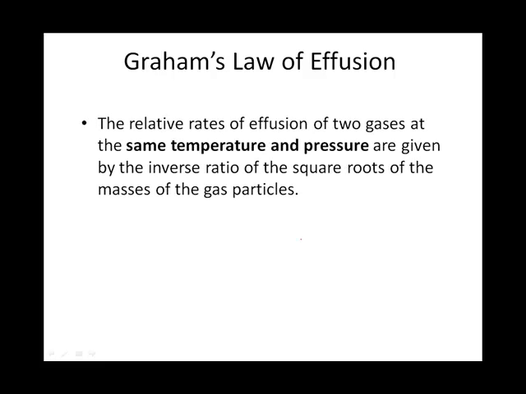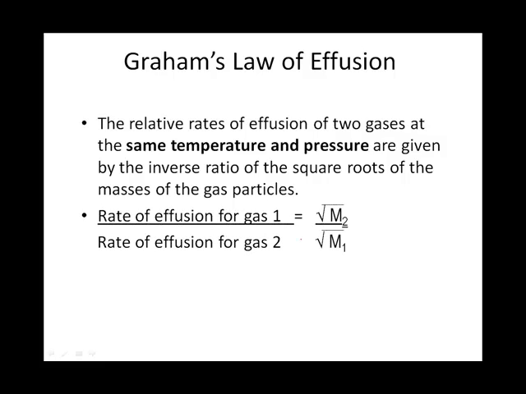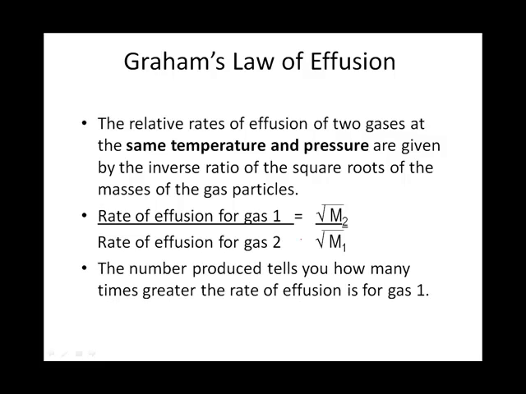Graham's law of effusion states that the relative rates of effusion of two gases at the same temperature and pressure are given by the inverse ratio of the square roots of the masses of the gas particles. So here's the equation. The rate of gas 1 over the rate of gas 2 equals the square root of the molar mass of gas 2 divided by the square root of the molar mass of gas 1. The number produced tells you how many times greater the rate of effusion is for gas 1. No units will be used in this equation. Once you get a number, it's just a whole number, in other words.